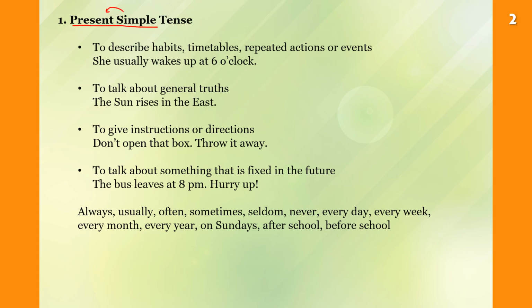You use present simple to describe habits, timetables, repeated actions, or events. For example, she usually wakes up at 7 o'clock. So it's a habit. And then you can say her class starts at 8 o'clock. So it's going to be a schedule. And then you can even use present simple for repeated actions or events.